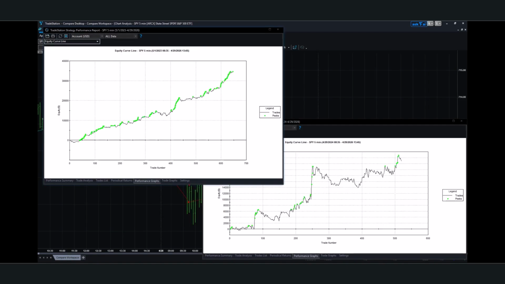In closing, let's do a comparison of the before and after equity curves. On the bottom right, we have the equity curve prior to applying the filters and exits. On the top left, we have the results after optimizing the level 2 core filters and exit.